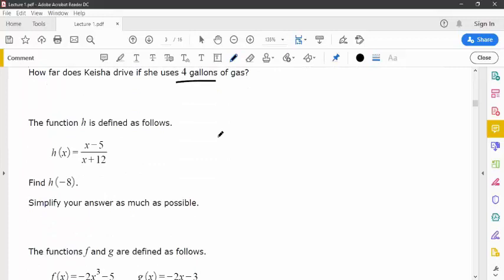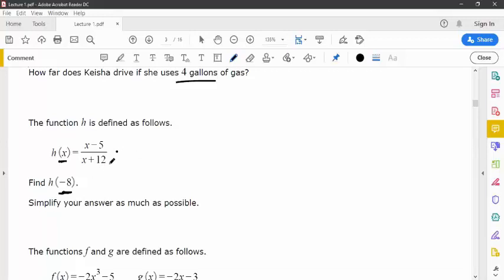Okay, in the next case, they're not giving us a word problem. They're defining the function for us. So they say the function h is defined as follows. H of x, remember the h is just the name of the function. The x is the variable used in the function. Notice it's x minus 5 in the numerator and x plus 12 in the denominator. That's why it's h of x. Now it says find h of negative 8. So again, notice the negative 8 replaces the x. So it will replace the x in the function.